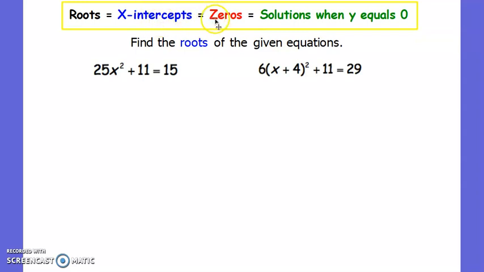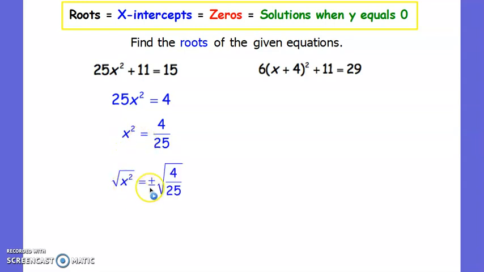It'll also help you find the zeros of an equation, or the solutions when y equals 0, such as the two equations down here at the bottom. If we subtract 11 and divide by 25, and then we take the square root on both sides, don't forget your plus or minus, we'll end up with a couple of good answers there. Same thing goes for the equation on the right.